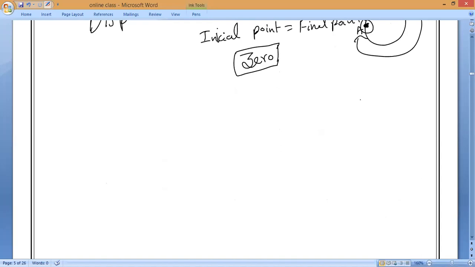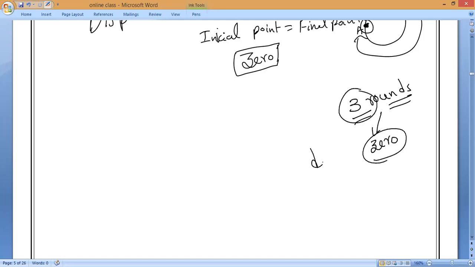If it makes 3 rounds, what is the displacement? Zero. The displacement is 0. But what about the distance? 3 times 2 pi r. Understand?